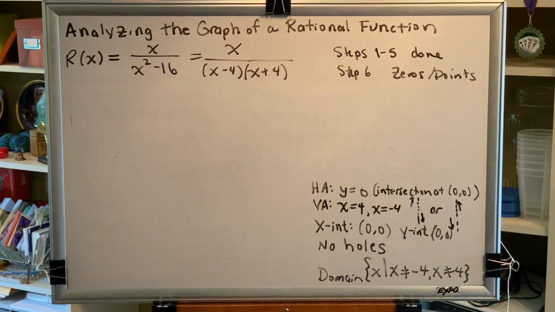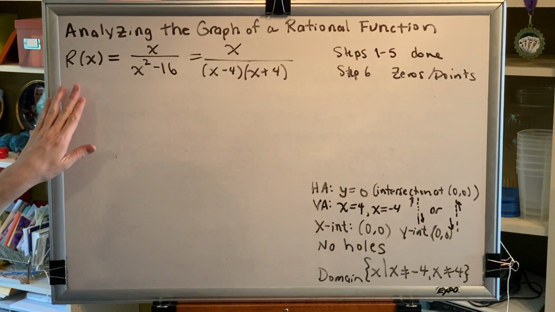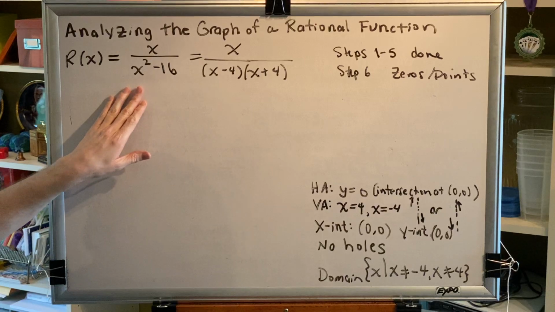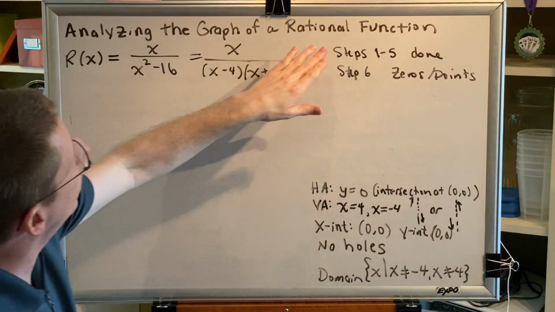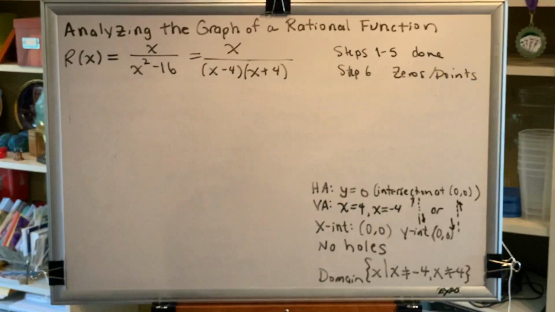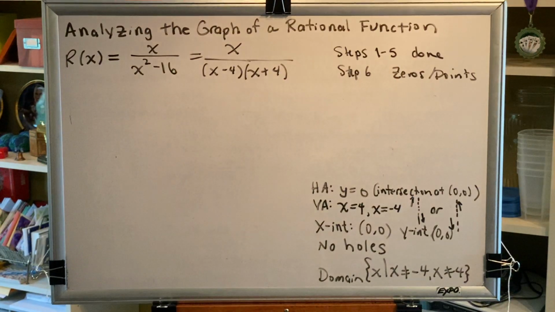The topic of this video is analyzing the graph of a rational function. This is a continuation of the previous video. Alright, so here we are one more time looking at r of x equals x over x squared minus 16. We've done steps 1 through 5. The only thing left now to do is step 6. Let's learn about step 6.